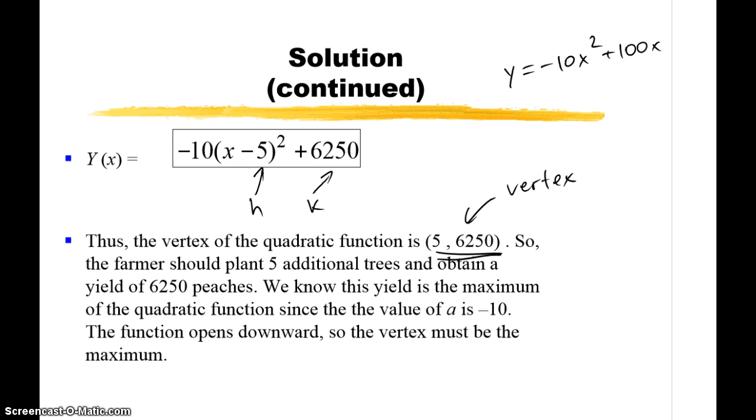And there it is. So 5 trees should be planted to give us a yield of 6,250 peaches. This is in fact the maximum of the quadratic function. Since the value of a is negative 10, it opens downward, so the vertex is the max.